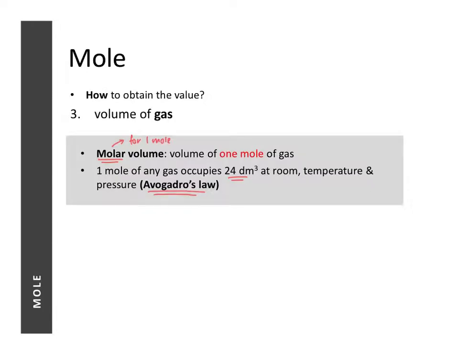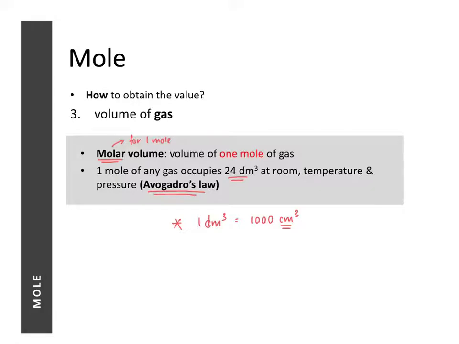Now, some of you may not be familiar with the unit dm cube. 1 dm cube is equal to 1000 centimeter cube. This conversion is very important, because later you will see in many calculations the volume of gases are given in centimeter cube. So you need to remember to make the conversion.